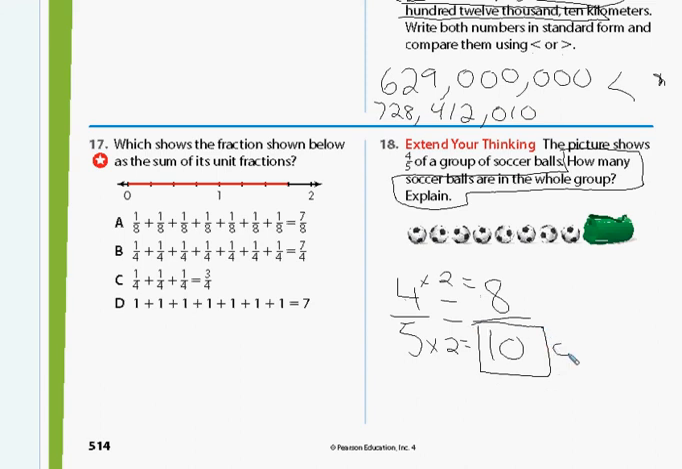I should label that. Soccer balls. There's 10 soccer balls in the entire group. Okay, and that may be something that's kind of new to y'all. I know y'all probably haven't seen anything like that before, but that's something that you're going to learn by the end of this unit. Are there any questions? Good.